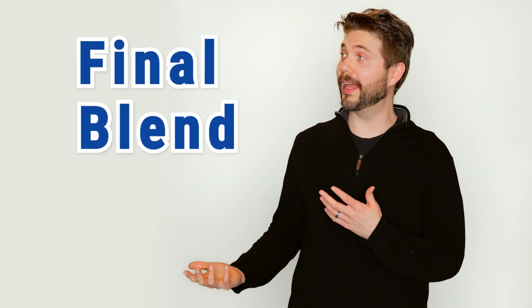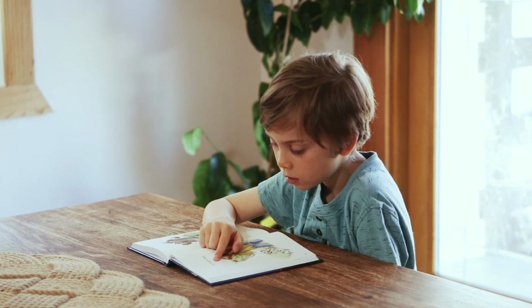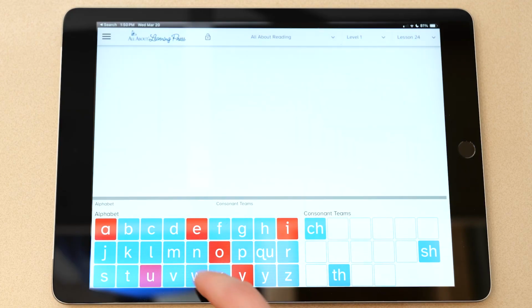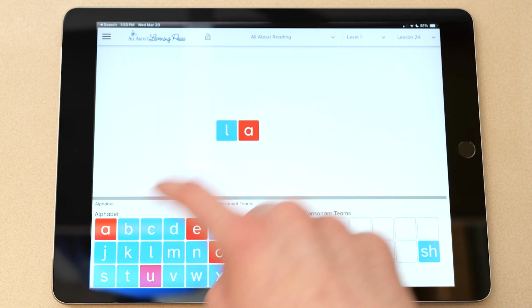A blend at the end of a word is called a final blend. Understanding final blends is very important for young readers. They appear in many words in the English language, and the ability to identify and pronounce them correctly can greatly improve reading fluency. The best way to teach final blends is to break down the words into their individual sounds.